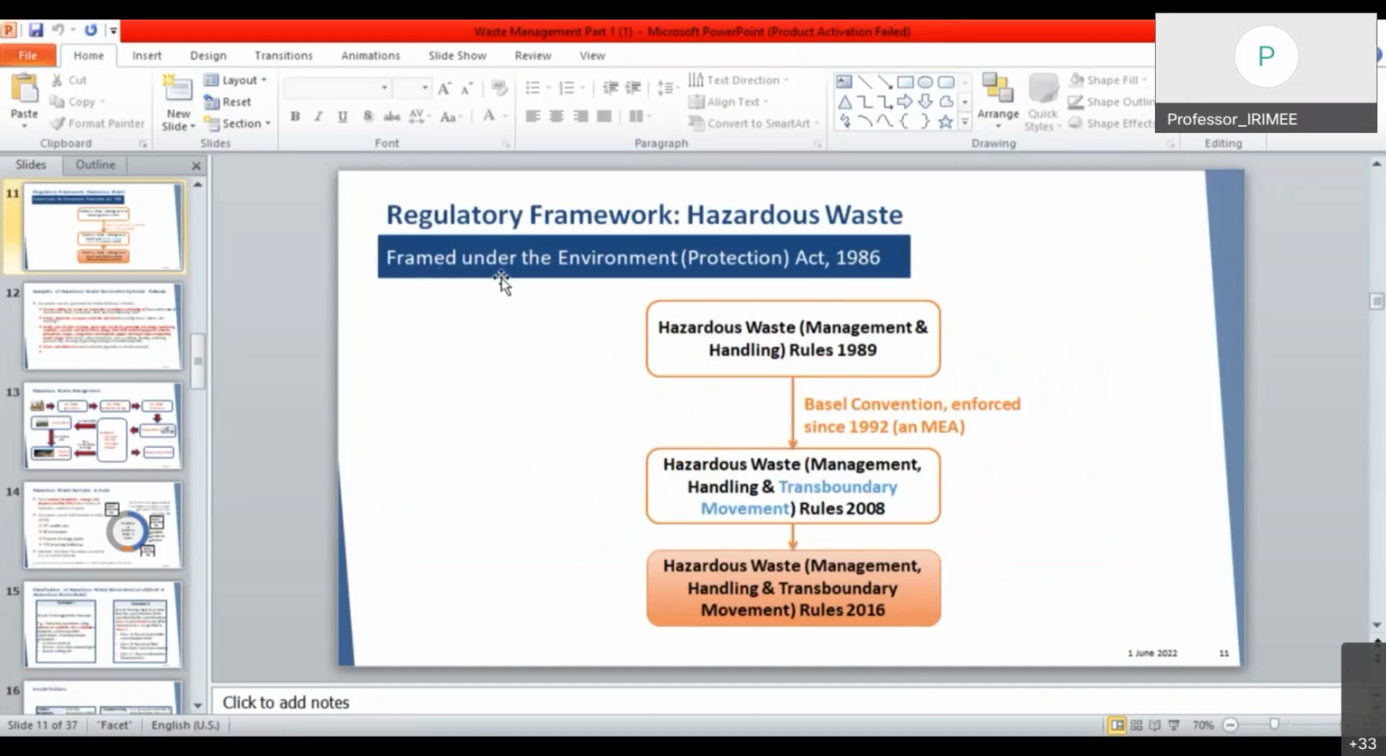These were framed under the Environmental Protection Act of 1986. Then the Hazardous Waste Management and Handling Rules 1989. After this act, these hazardous waste management rules were framed. Then after the Basel Convention, which was in 1992, hazardous waste management, handling and transboundary movement rules were framed in 2008. And after this, the Hazardous Waste Management, Handling and Transboundary Movement Rules 2016 came into being. Presently, we have to follow this rule.